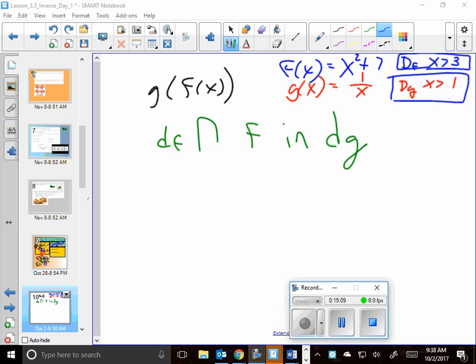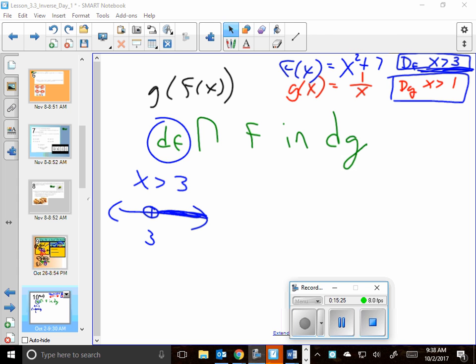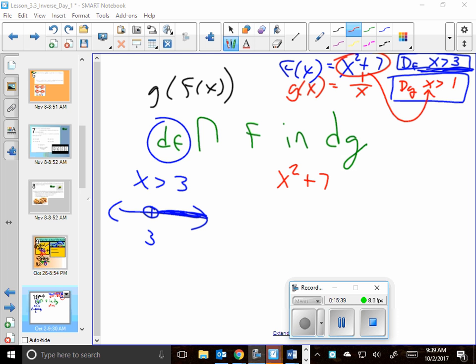Okay, so first off, I hope D of F was easy for you because it was given. It's right there. And so it's just x is greater than 3. I like to make a number line. Are we good so far? Okay, good. Then that intersects with F. Well, that's not hard to find. That's this guy in the domain of G, which has got to go in there. So you should have said x squared plus 7 in that greater than 1 thing.